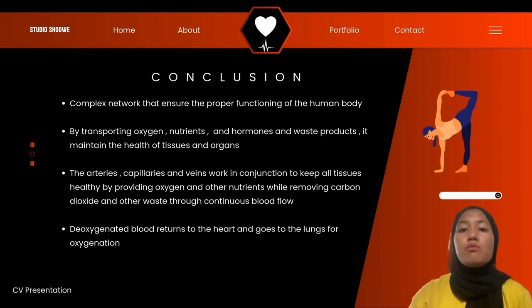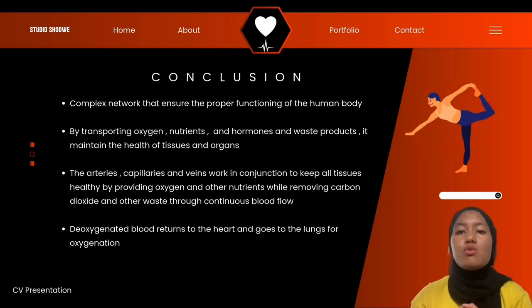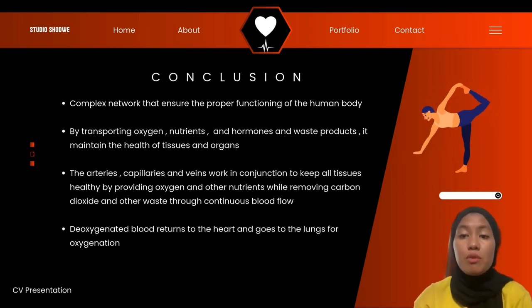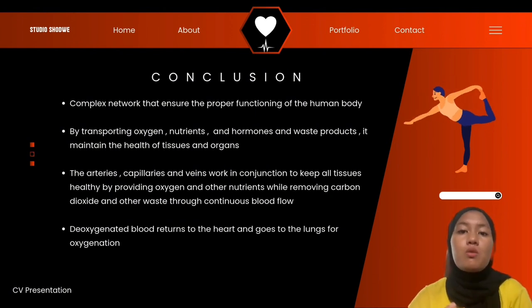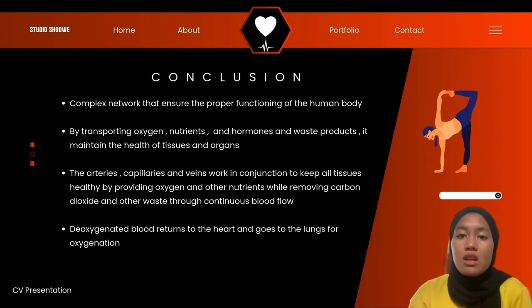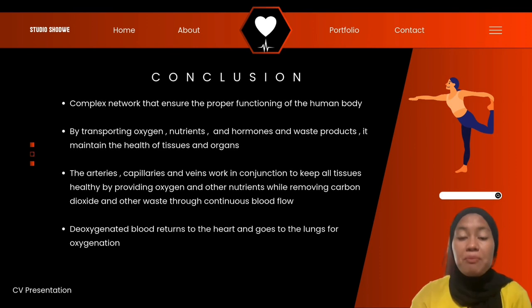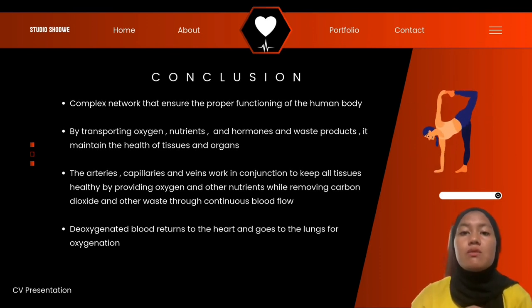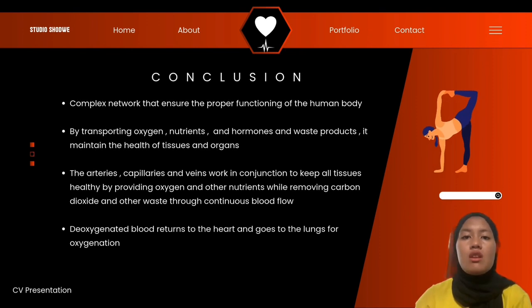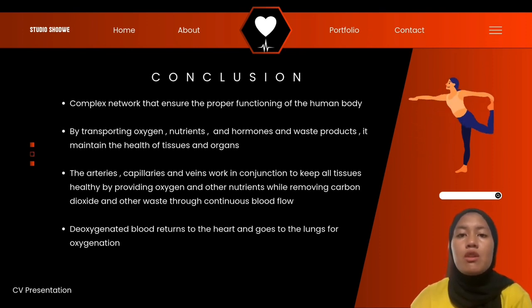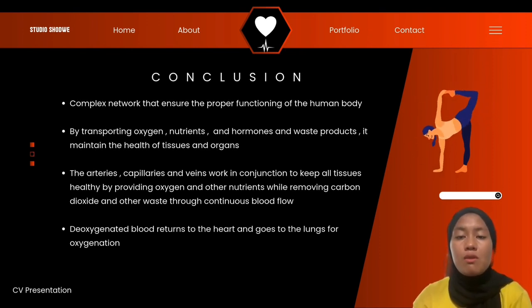The last point should be the conclusion. The conclusion of the cardiovascular system is that the CV system is a complex network that ensures the proper functioning of the human body. By transporting oxygen, nutrients, hormones and waste products, it maintains the health of tissues and organs. Arteries, capillaries, and veins work in conjunction to keep all tissues healthy by providing oxygen and other nutrients while removing carbon dioxide and other waste through continuous blood flow.